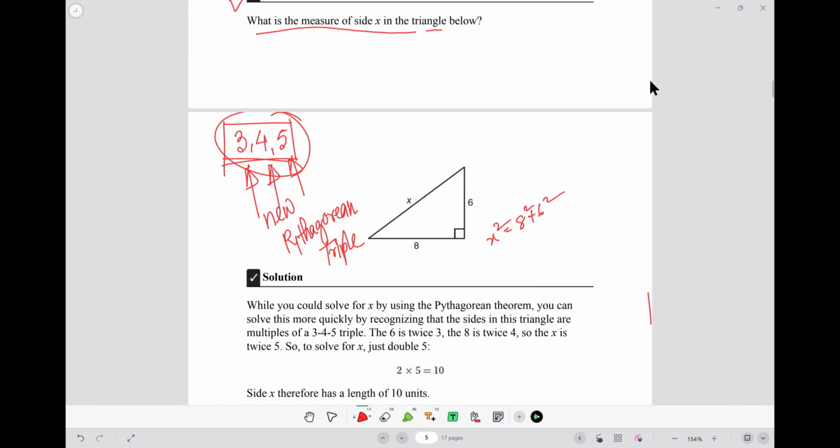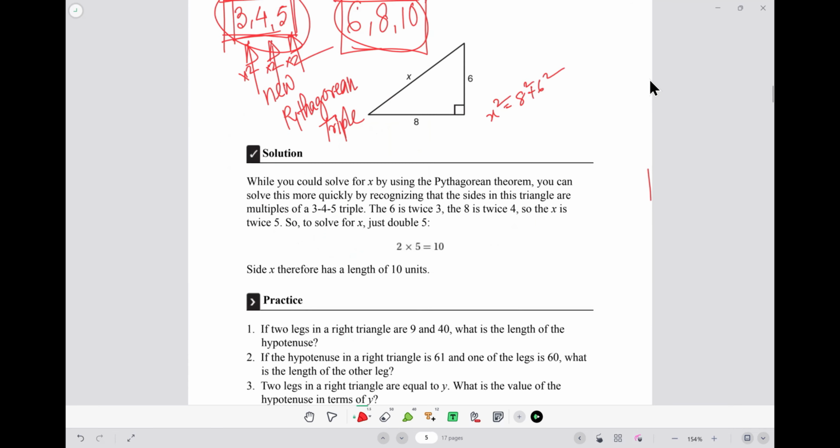For an example, you can just multiply each of them with 2. If you multiply each of the numbers in this Pythagorean triple, in this bracket, then you get 6, 8, and 10. So this is a new Pythagorean triple. This is basically what they're talking about.